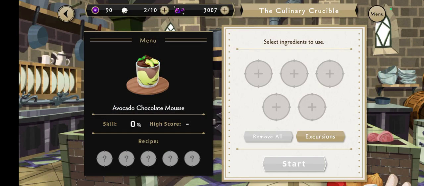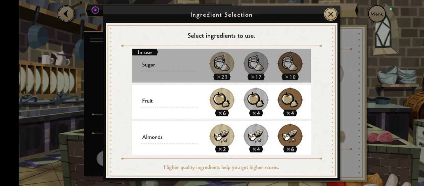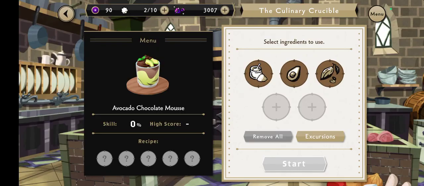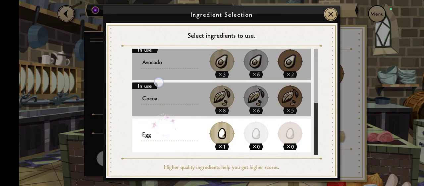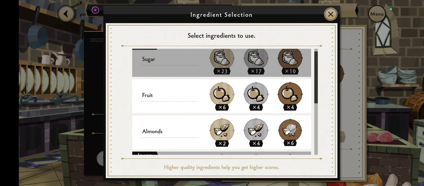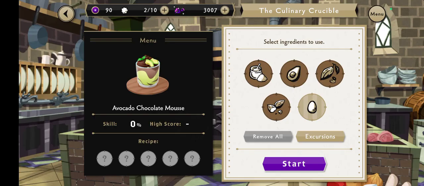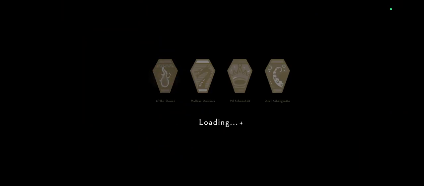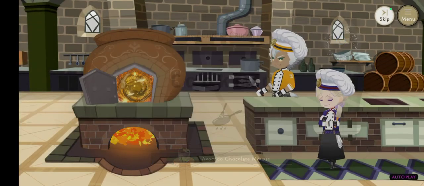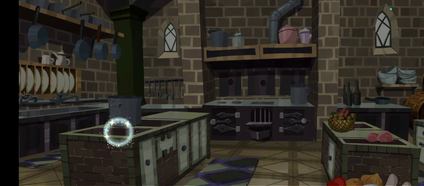Let's try the avocado chocolate mousse. So sugar. Avocado, obviously. Okay. Try almond, and do mousses use, I don't know if they use egg, but we're gonna try it anyway. Nope.